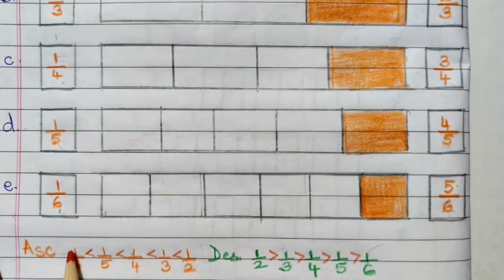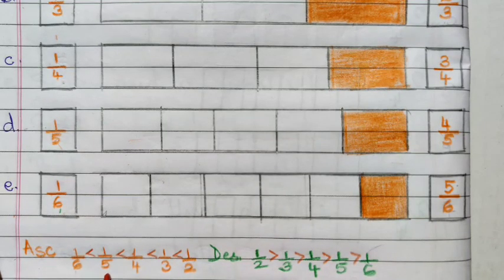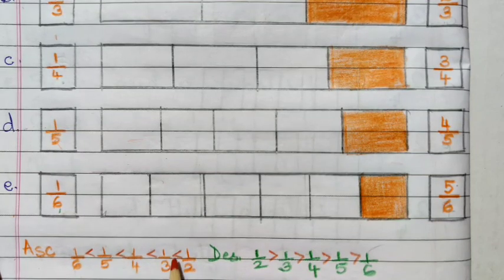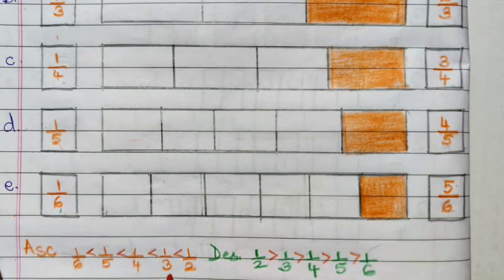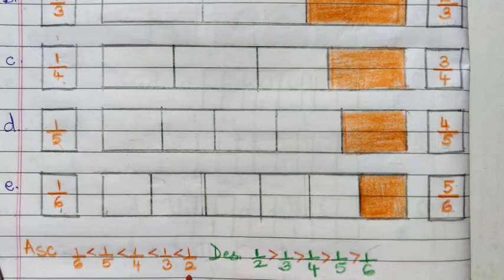So, how will you read it? 1 upon 6 is smaller or lesser than 1 upon 5. Then, 1 upon 5 is lesser than 1 upon 4. 1 upon 4 is lesser than 1 upon 3. And 1 upon 3 is lesser than 1 upon 2.